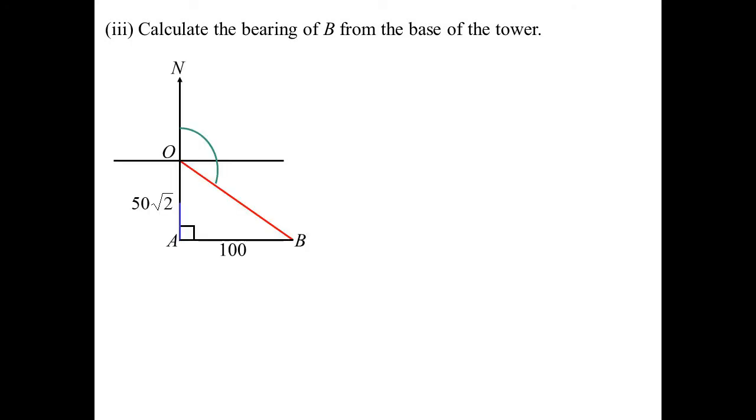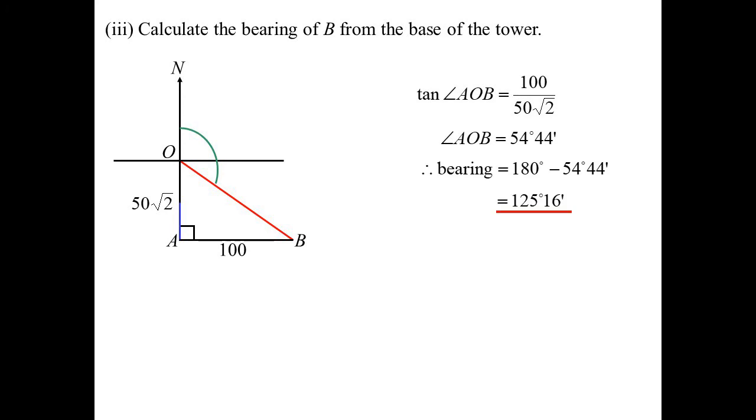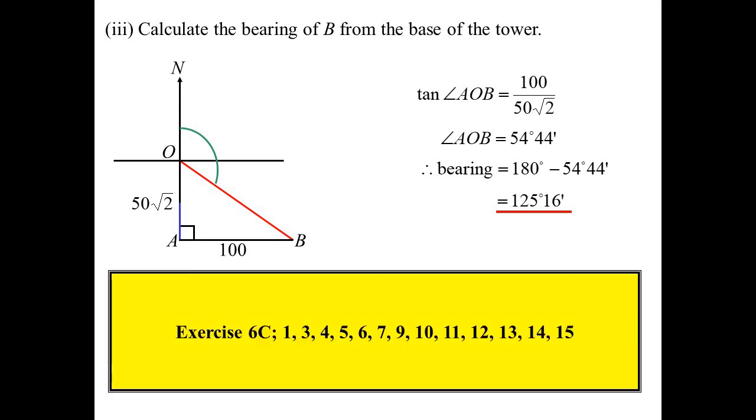Part 3 then. Calculate the bearing of B from the base of the tower. So now I will draw the ground. The compass is at the point O. We want the bearing to the point B, and I've added in the dimensions that we've found. There's 50 root 2 and 100. That is the angle I wish to find, angle NOB. Well, I'll find angle AOB, because that's in that nice little right angle triangle down the bottom. Tan of that is 100 over 50 root 2. We get 54 degrees 44. So to find the bearing, we subtract it from 180, and there we go, 125, 16. So we will add 6C to our list of questions.